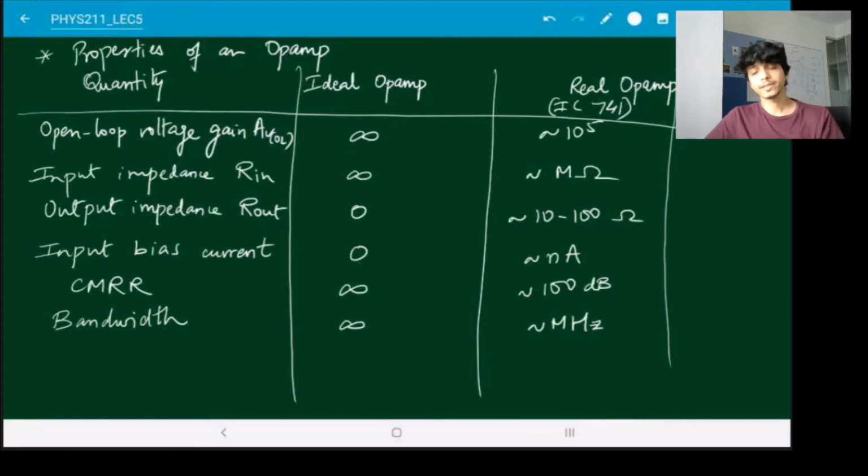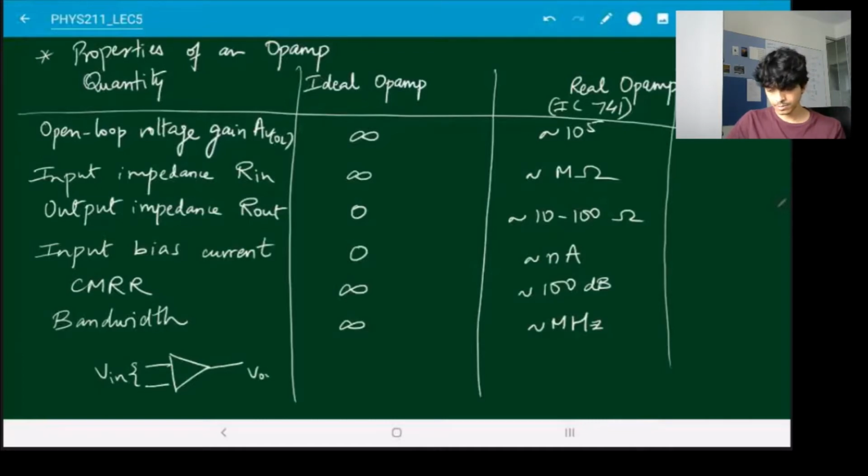So let's go over these properties one by one and see what they actually mean. The first is the open loop voltage gain. So this is just the voltage gain. If you just take an op-amp circuit and you give some input voltage over here, then how much is this output voltage going to be? It is going to be this open loop voltage gain multiplied by the input voltage. That is all it means.